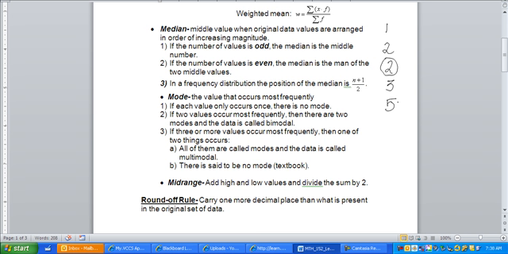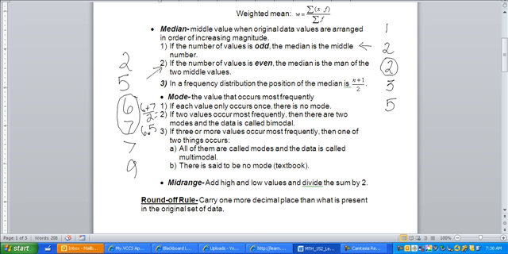If, on the other hand, we have an even number of values, okay, and here we have 6 values. The median is found by taking the mean of the two middle numbers. So we would take 6 plus 7 and divide it by 2. That means our median would be 6.5. So it's halfway between the two middle values. So that one goes with number 2.